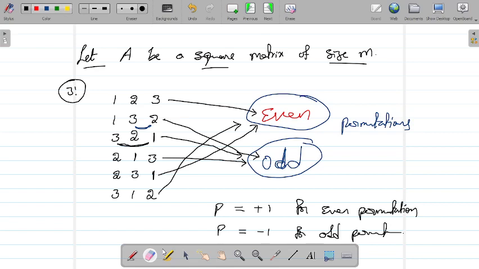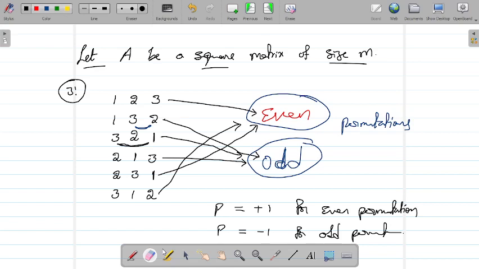So the determinant of A is equal to the following: you take the product of these elements, that is A1 I1 and A2 I2, and so on, up to AM IM. Where I1, I2, I3 and so on are all distinct numbers, and each can be any one of them out of 1 to n.